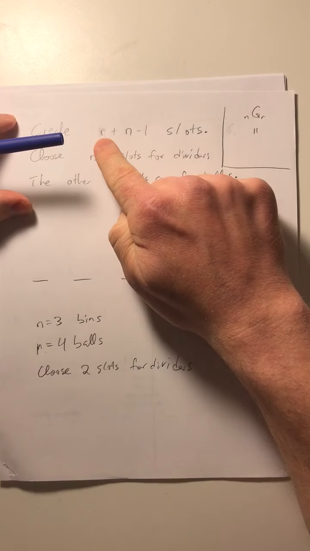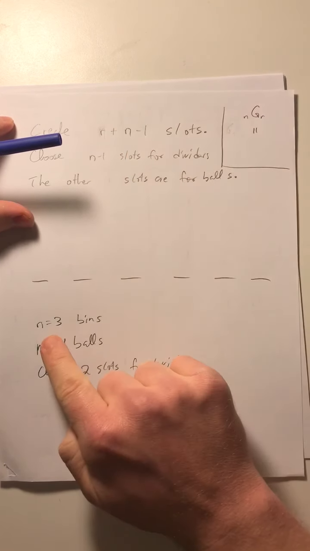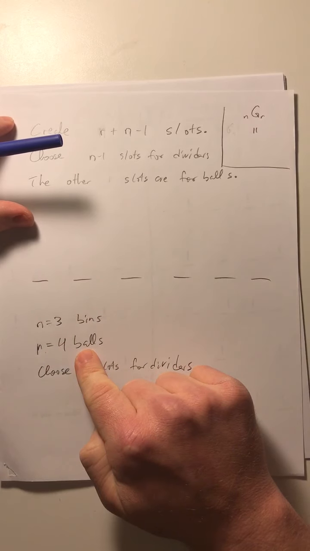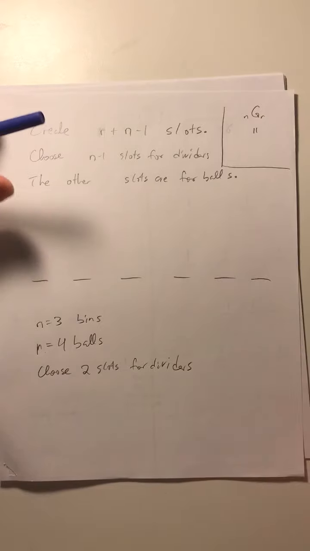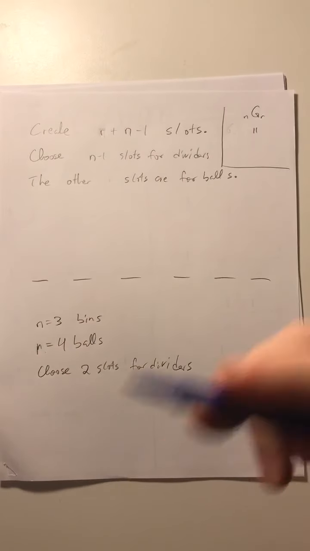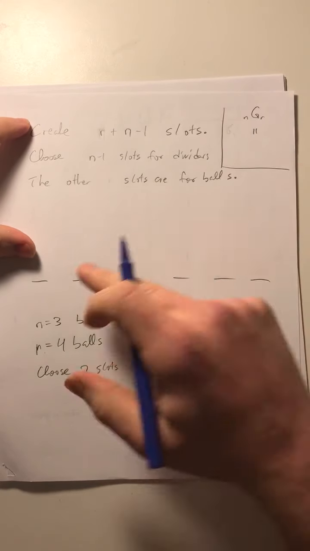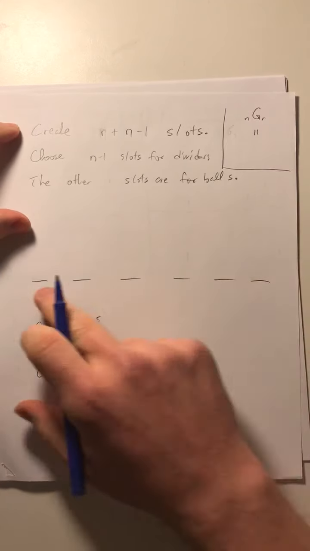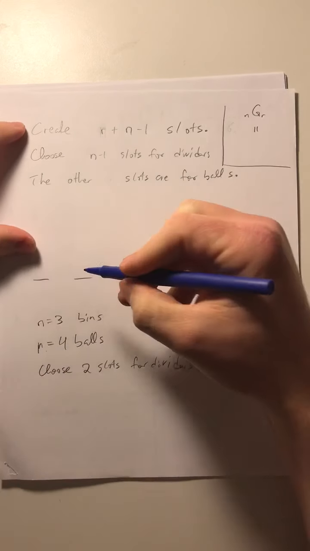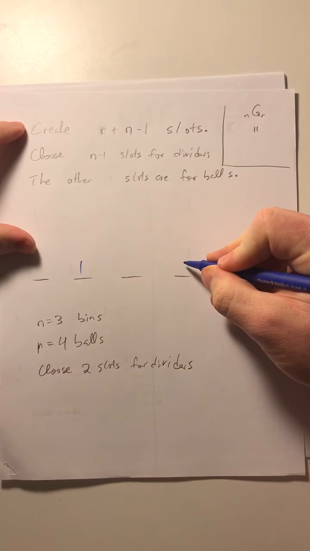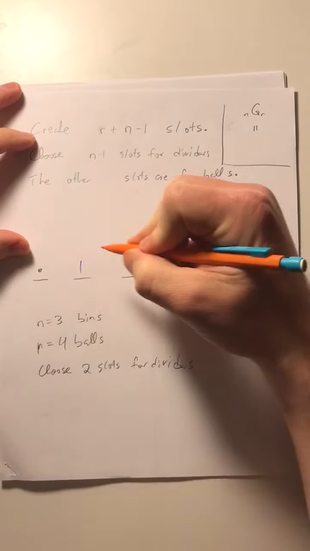So what I'm going to do is say number of balls, which is R, plus the number of dividers, which is n minus 1. So here the number of dividers is 2 and the number of balls is 4. So I'm going to make 6 slots. 2 of them are going to be for dividers and the other 4 will be for balls. All right, so now I'm just going to choose 2 slots for dividers. How many ways are there for me to choose 2 slots for dividers? Well, there's 6 slots. Choose 2 for dividers. That's 6 choose 2. We know what that is. Okay, so I'm going to pick that one and that one. Okay, those are my 2 slots where I put dividers. And now everywhere else, I put a ball.